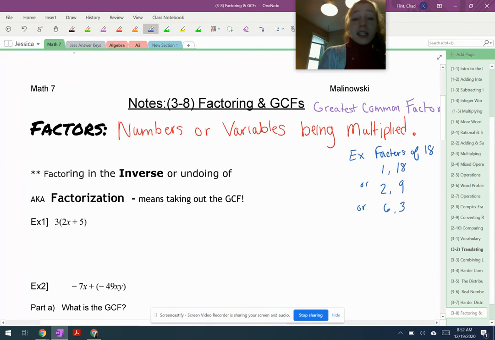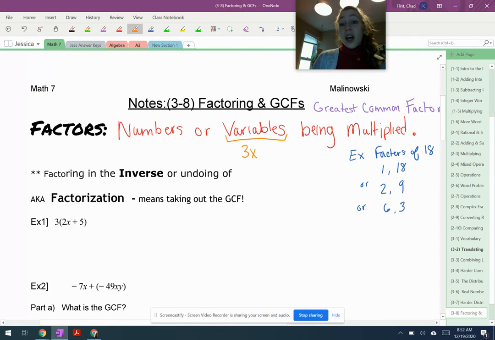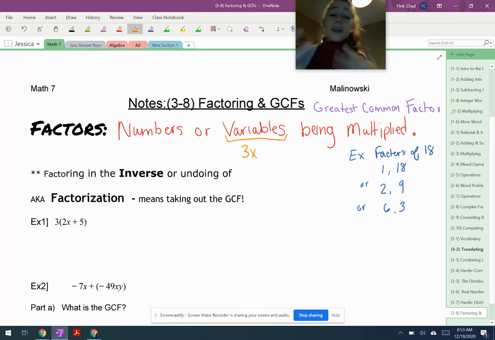The big difference, like I said, is that we've got variables involved now. When we look at those variables, it's just something like 3x, where the factors of 3x are 3 and x because 3 and x are being multiplied right there. So factors, variables, are numbers being multiplied.